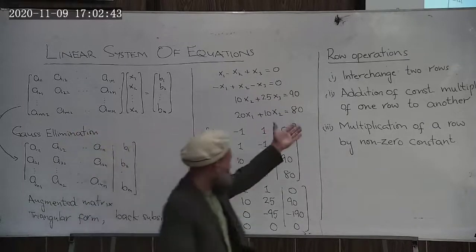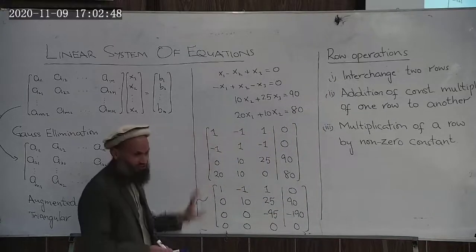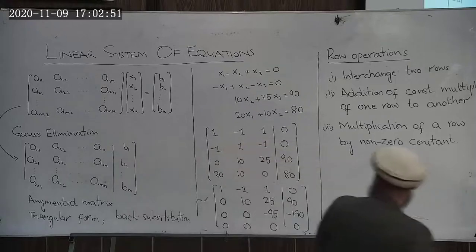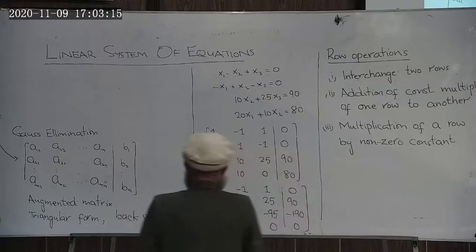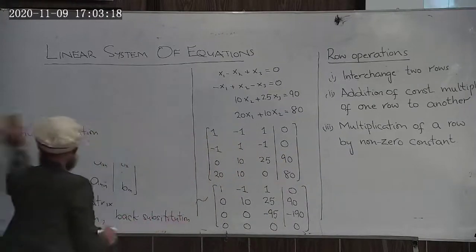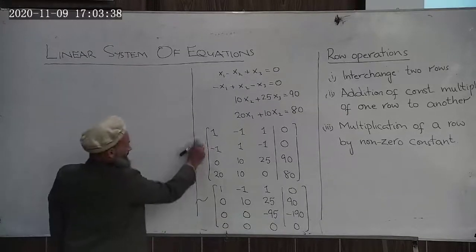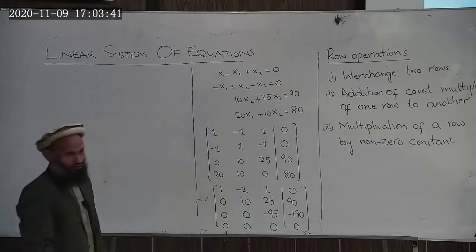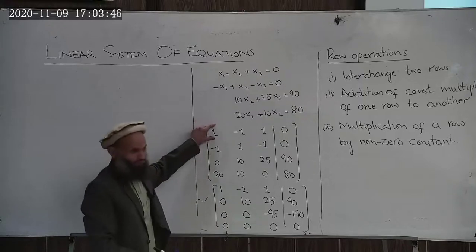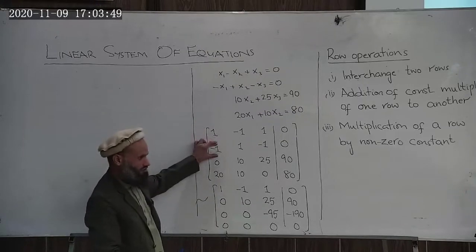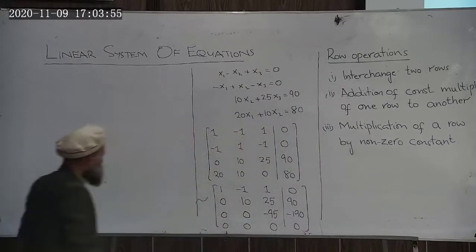Let's apply these elementary row operations to this matrix to transform it into the triangular form. How can we proceed? This triangular form is also called echelon form. How do we transform this augmented matrix into echelon form? By performing the elementary row operations. We can multiply the first row with 1 and add it to the second row. That is allowed. We can do it without changing the solution.